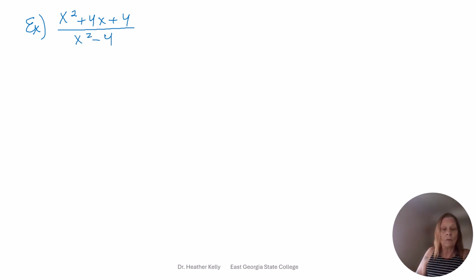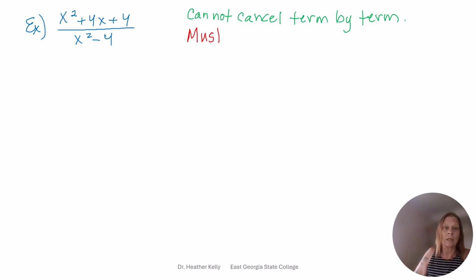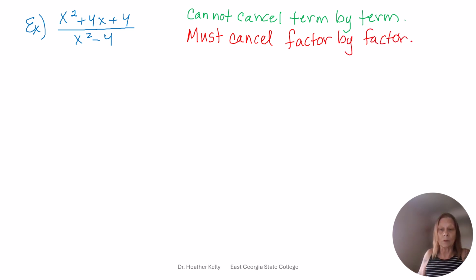Now, the one thing you need to be very, very careful of and be very sure of is you cannot cancel term by term. Let me even just write that. Cannot cancel term by term. You must cancel factor by factor. So that means when you do any of these problems that we're going to do today, you're going to have to fully factor the problems out.